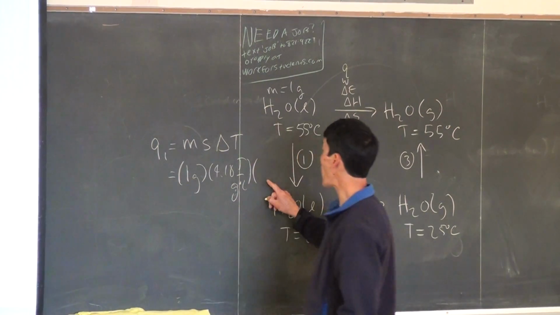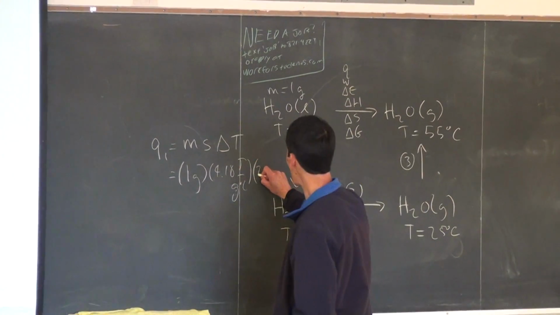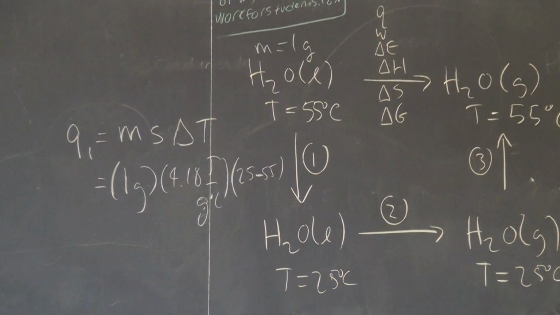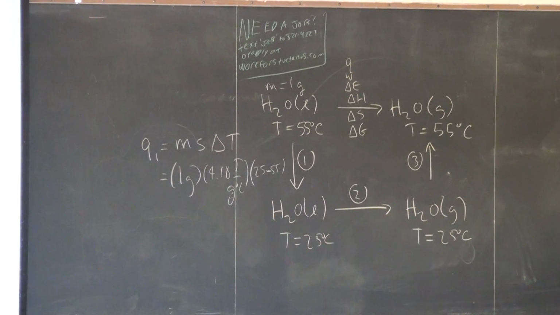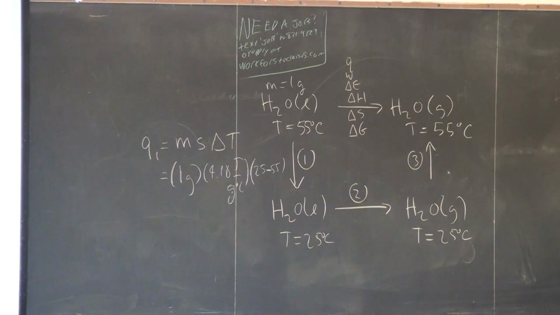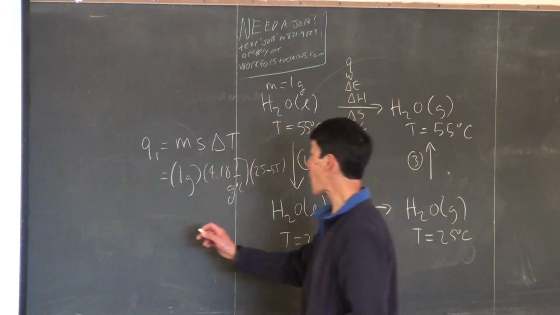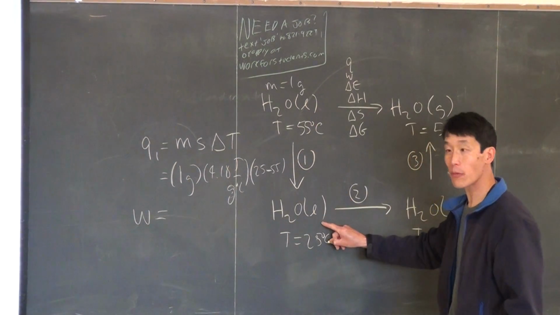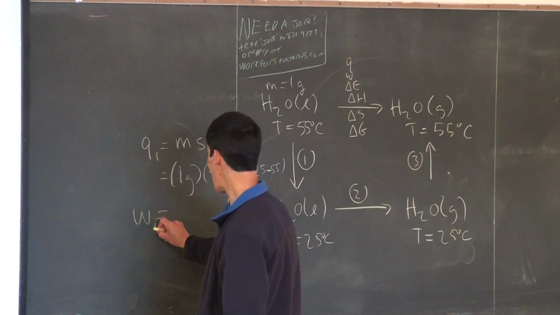So delta T is T final minus T initial, so that's going to equal 25 minus 55. Okay, so there's our Q1. What can we say for W1, the work for step 1? So we know that work refers to gases only. Are there any gases involved from the liquid going to the liquid at different temperatures? No. So that means that work for step 1 equals 0.